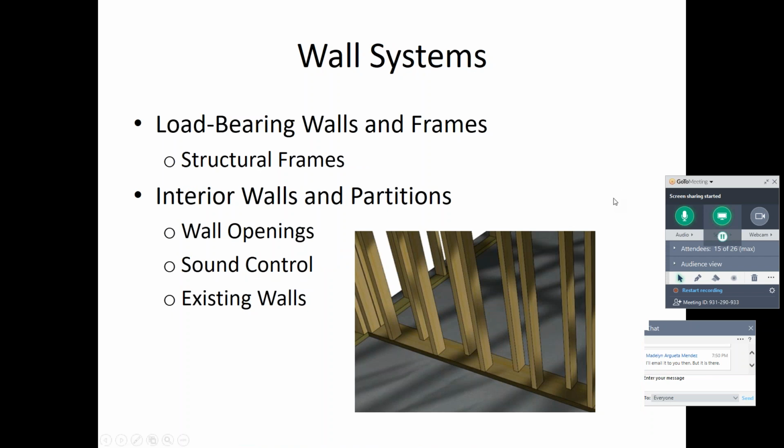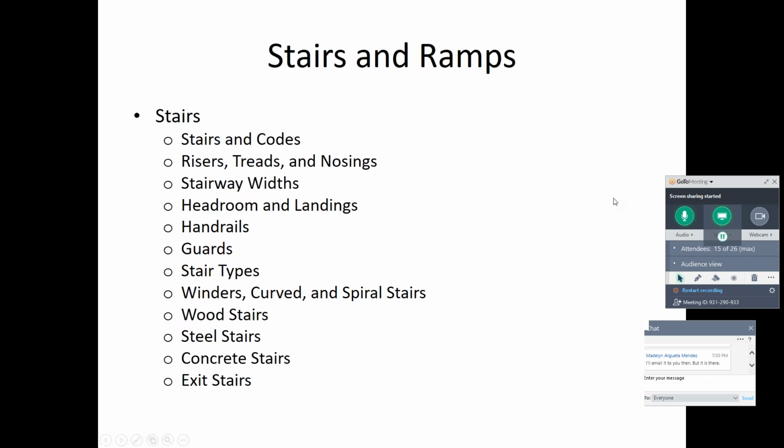Sound control, existing walls. Stairs and ramps. So stairs, stair codes, risers, treads, nosing, so on and so forth, because we're going to read a little bit more about this. This is just the intro slide.